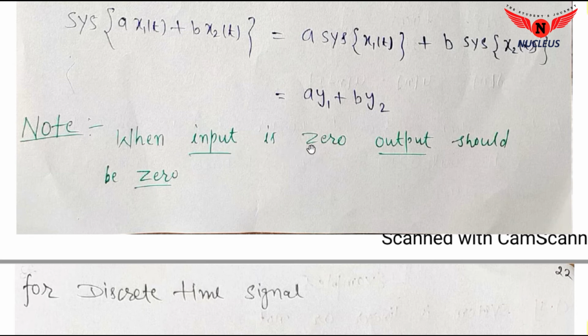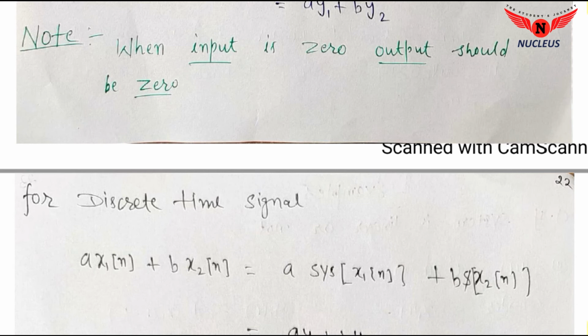Whenever input is 0, output should be 0. This is not an essential condition, but whenever you solve a question, this point will help you. Whenever the terms are given in cubic terms or square terms, the input is 0, we get the output also 0, but the system is not linear. Okay, we will discuss some examples to understand linearity. We will also discuss one tutorial related to the properties of systems.